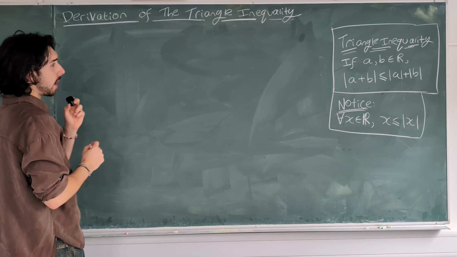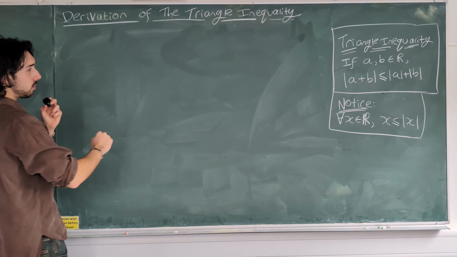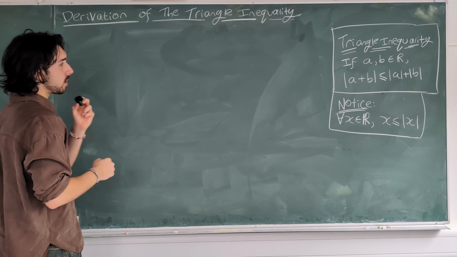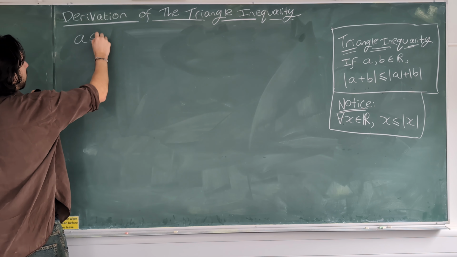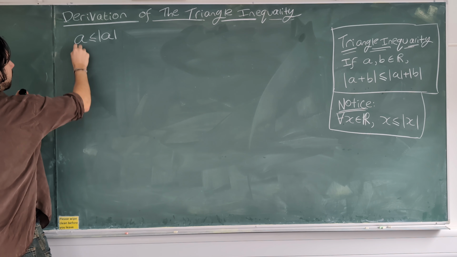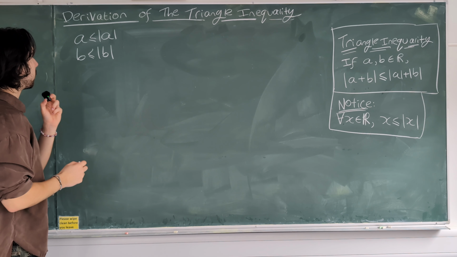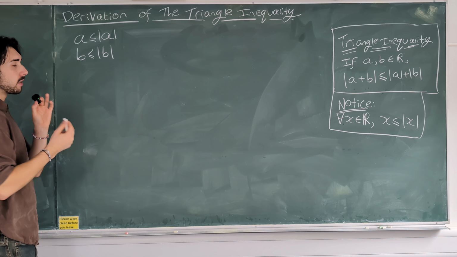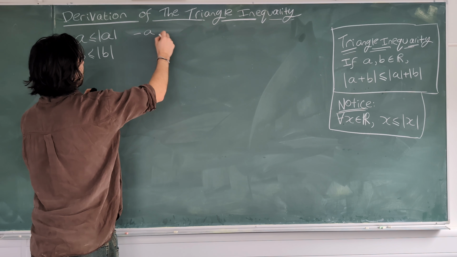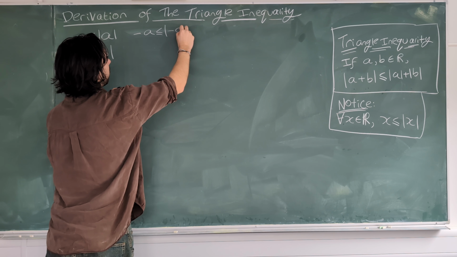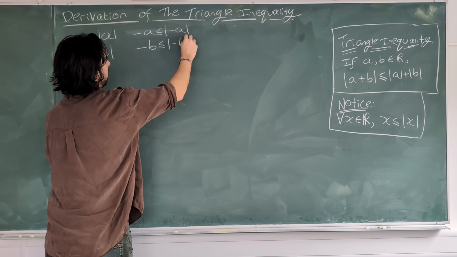So we want to prove the triangle inequality. First of all, let's use this result that for any value of x in the real numbers, x is less than or equal to the absolute value of x. But let's do it with a's and b's. So a is less than or equal to the absolute value of a, and b is less than or equal to the absolute value of b. This is for a and b just real numbers. It's also true that because minus a is a real number and minus b is a real number, minus a is less than or equal to the absolute value of minus a, and minus b is less than or equal to the absolute value of minus b.